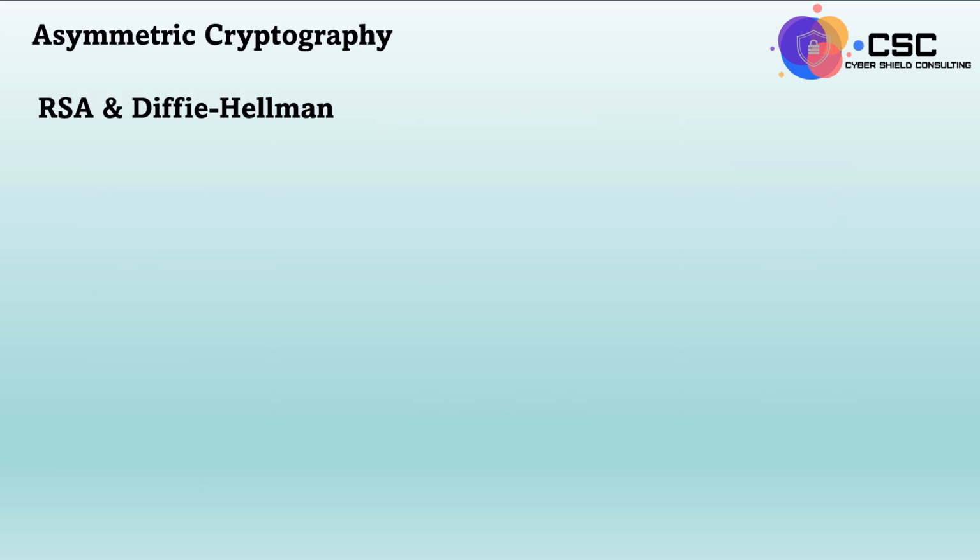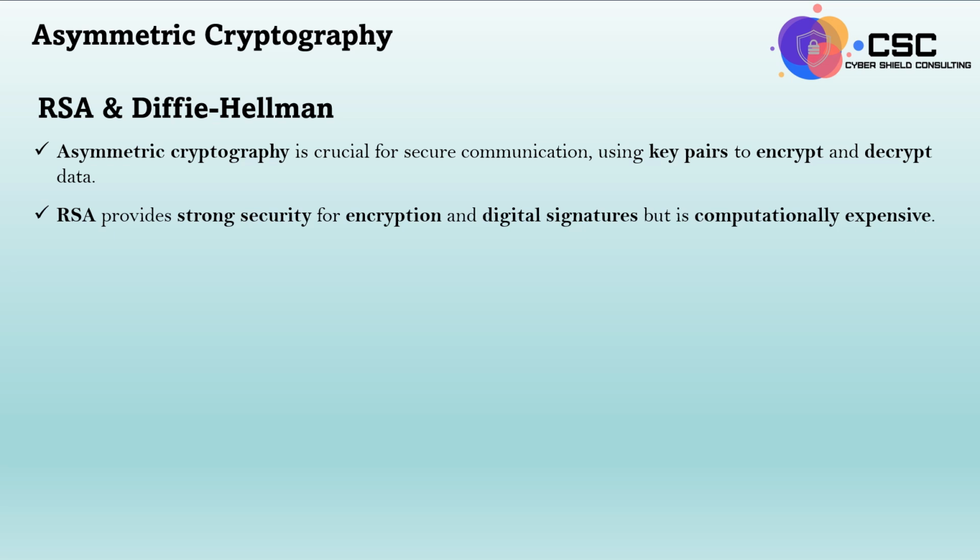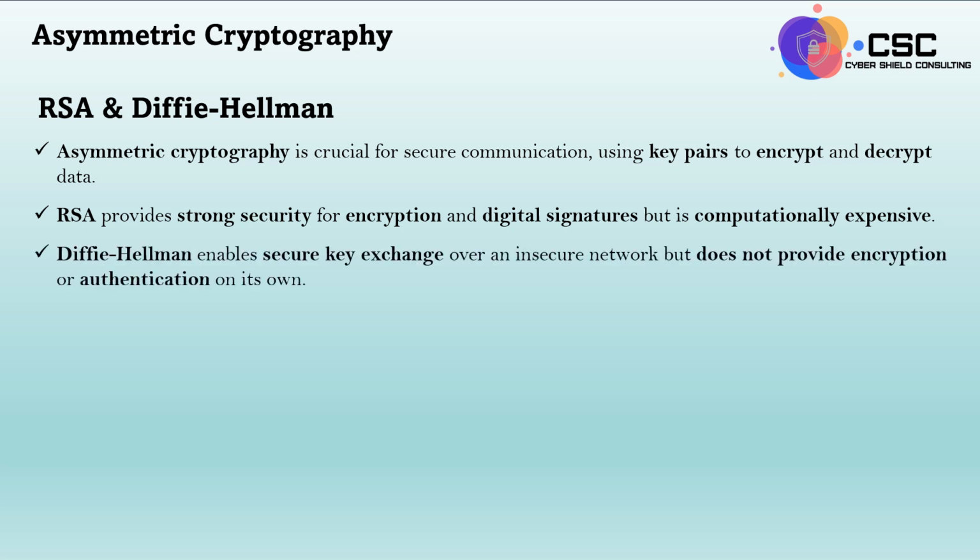Asymmetric cryptography plays a crucial role in securing digital communications by using key pairs for encryption and decryption. RSA is a strong encryption method that also enables digital signatures, providing authentication and data integrity. However, it's computationally expensive, making it less efficient for frequent encryption operations. On the other hand, Diffie-Hellman is designed specifically for secure key exchange over an insecure network. It does not provide encryption or authentication on its own, but it helps establish a shared secret key for secure communication.